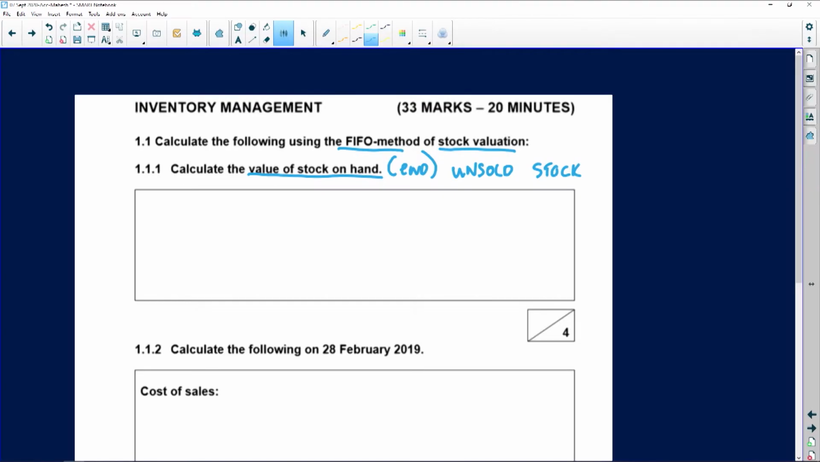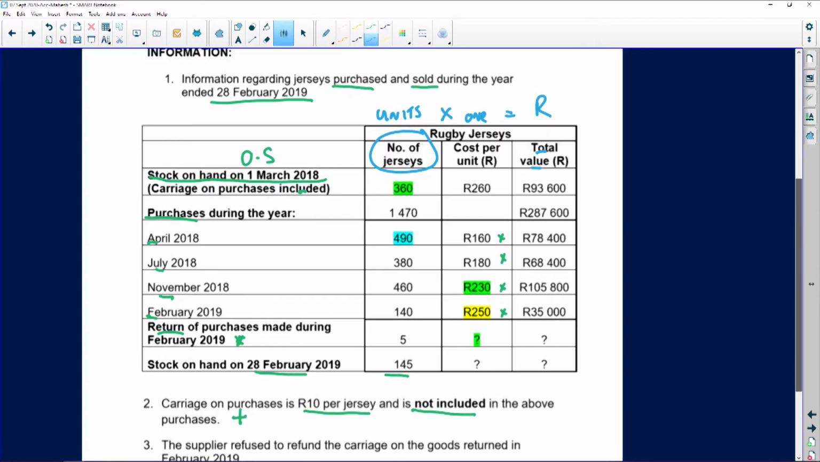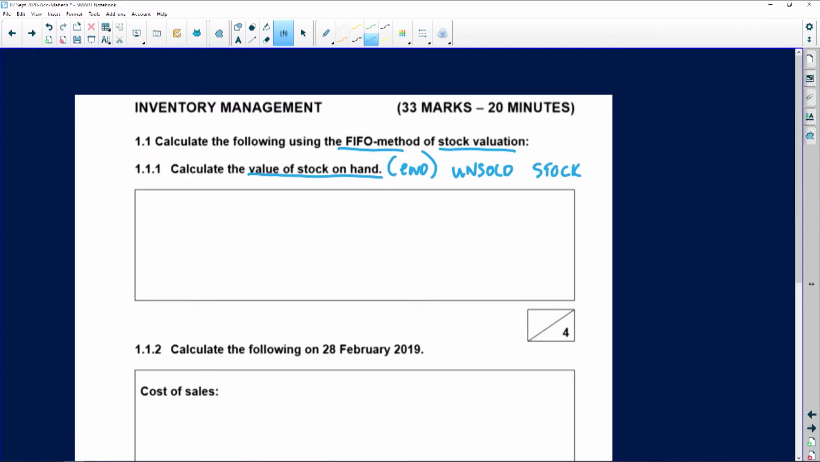Okay, so we're going to start off with the number of units unsold. Let's go back to our table, and we're going to the end of the financial year, so 28th of Feb 2019. At the end of the year, we've got 145 jerseys sitting in our shop unsold. So units unsold, 145. We are now going to add a value to this. To the 145 units, we're going to add on an actual Rand value.